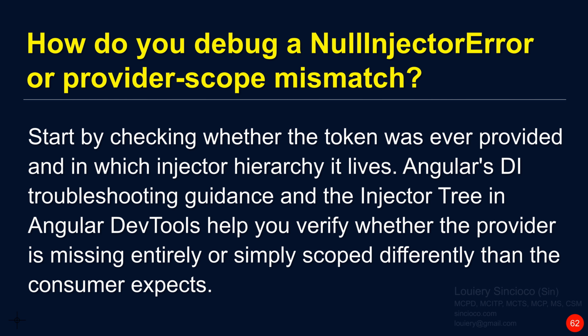How do you debug a null injector error or provider scope mismatch? Start by checking whether the token was ever provided and in which injector hierarchy it lives. Angular's DI troubleshooting guidance and the injector tree in Angular DevTools help you verify whether the provider is missing entirely or simply scoped differently than the consumer expects.